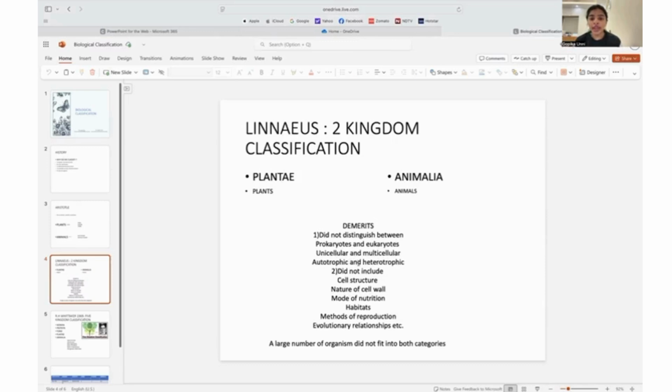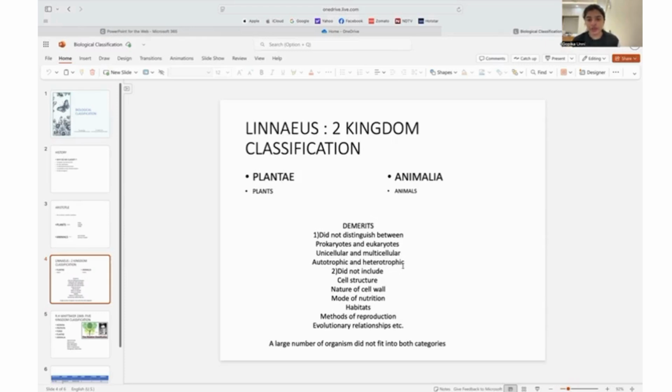Then autotrophic and heterotrophic. It's a mode of nutrition. Auto means self, so autotrophic means they make their own food. And heterotrophic means they depend on others. Hetero means others. So examples of autotrophs are plants, like mango tree, banyan tree or rose. These are all autotrophs. An example of heterotrophs is humans. We depend on others, okay, for food.